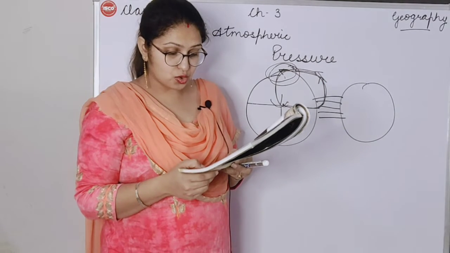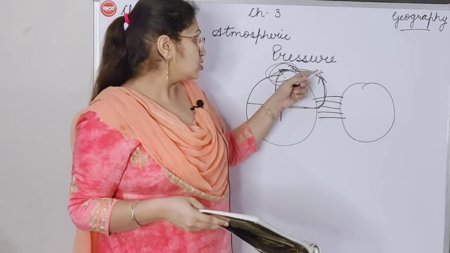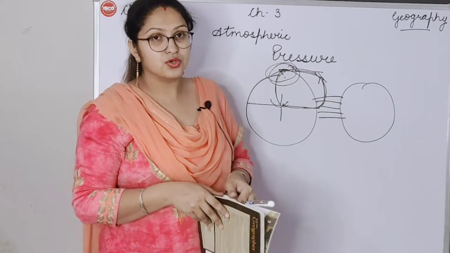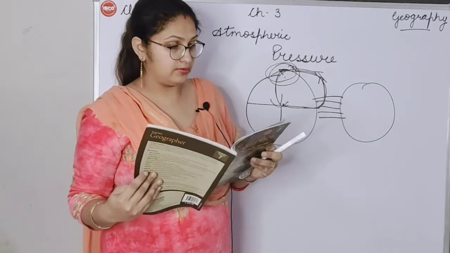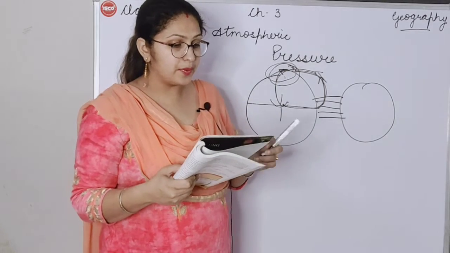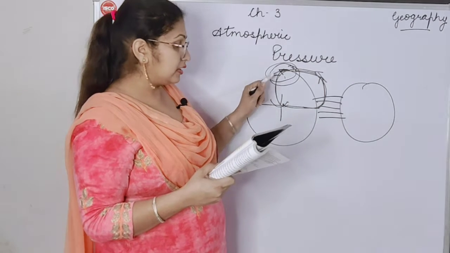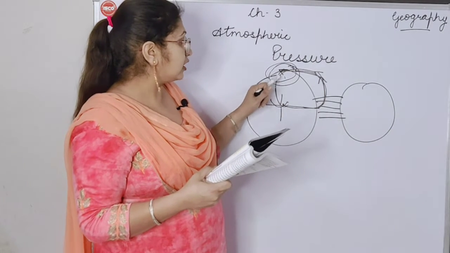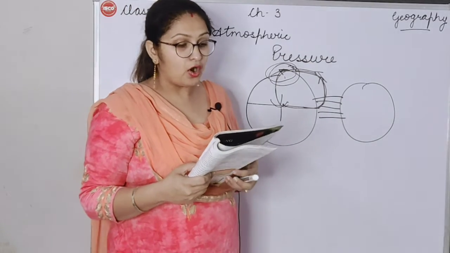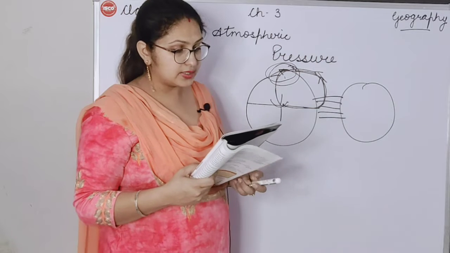Then it is the calm zone, also called the doldrums. Then the subtropical high pressure belt, stretching between 30 degrees. Now we have taken 5, so from 30 to 35 degrees to the north and 30 to 35 degrees in the south of the equator are the horse latitudes. They are known as the horse latitudes.